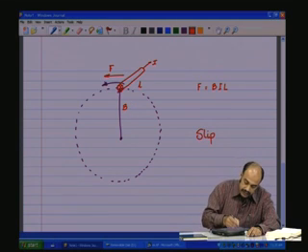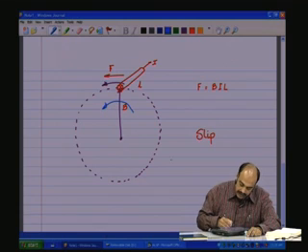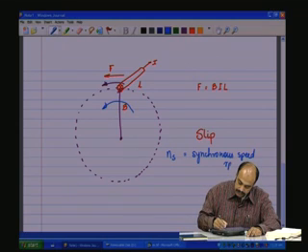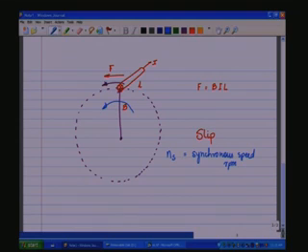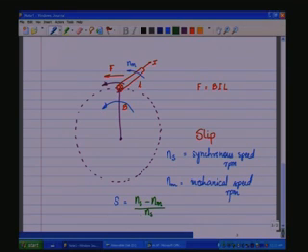So if the magnetic field is rotating at a speed, let us call it ns, called the synchronous speed, in RPM, and the rotor conductors are rotating at speed nm, which is the mechanical speed of the rotor in RPM, then slip S is given by (ns minus nm) by ns, and it is a value which ranges from 0 to 1.